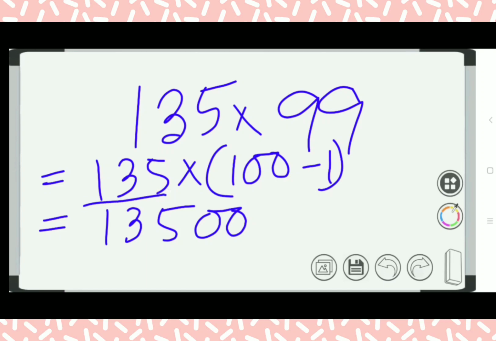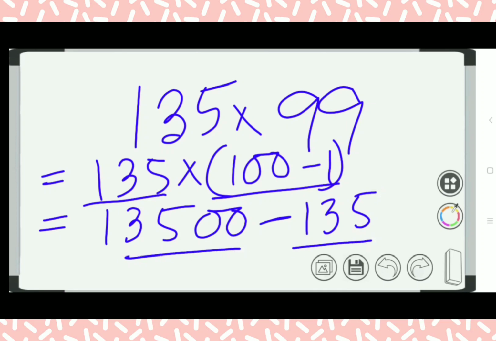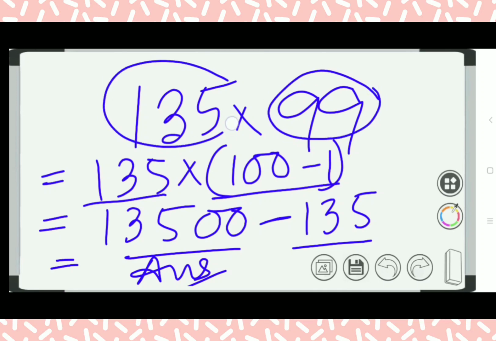So similarly, here also we are using the distributive property, you can see, and here we have distributed 135 between 100 and 1, and in this way we can find the answer in a very easy and simple way. Okay, so that we don't have to multiply this number by 99, which will be more time consuming. So in this way we can do this type of sums very easily.